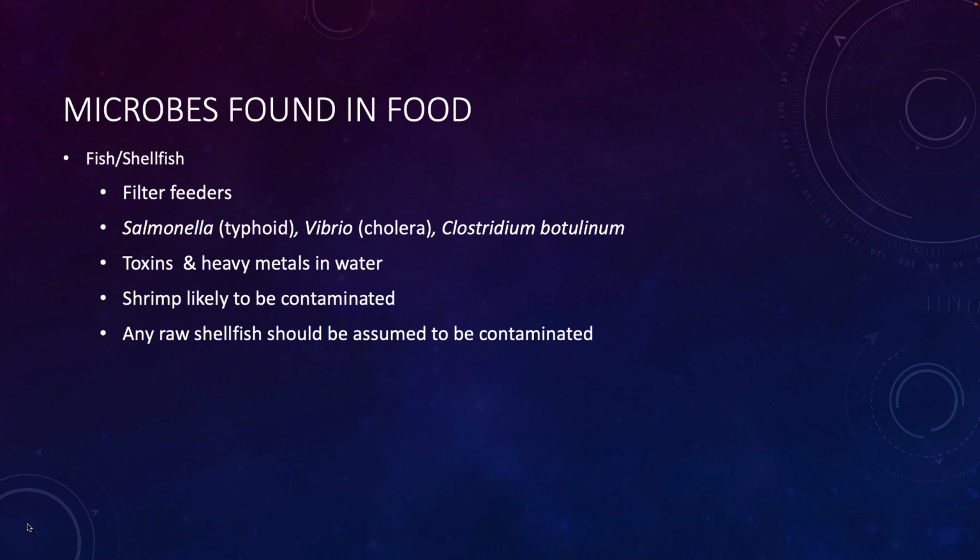Shrimp are generally just considered to be contaminated, so it's not recommended to consume raw shrimp. They should be cooked thoroughly. Any raw shellfish, so like mussels and clams and oysters, they are just assumed to be contaminated, so you shouldn't eat those raw either.